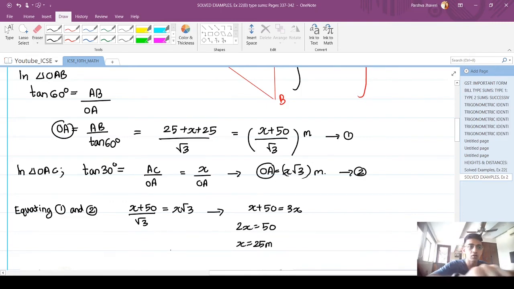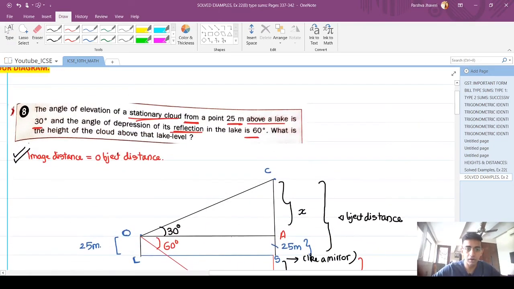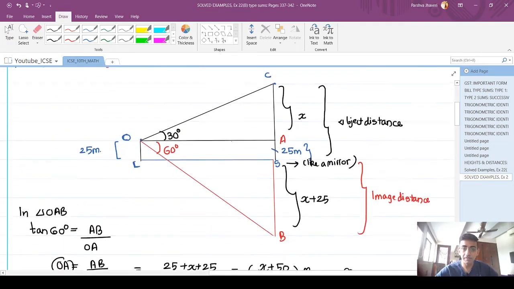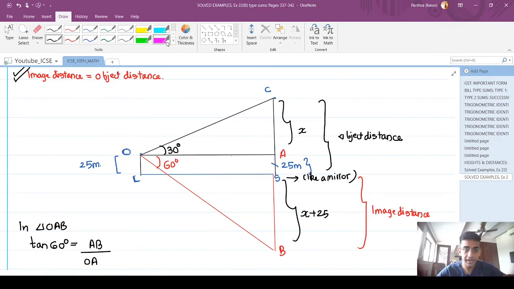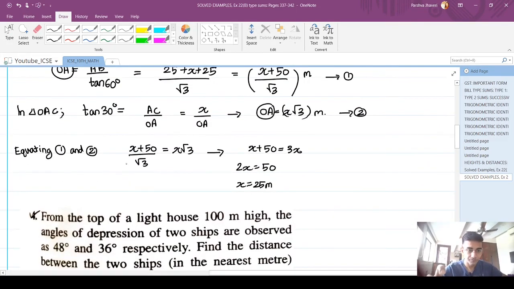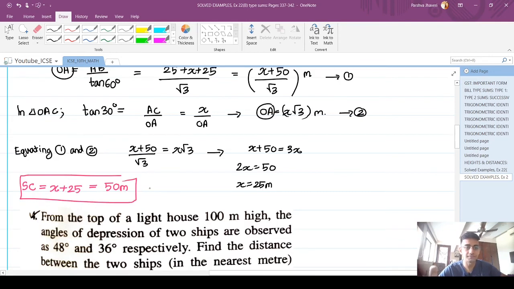But your sum is not over here. They have asked us to find what? The height of the cloud above lake level. So we need to find this distance. You see my dotted line? SC. We need to find SC. SC is nothing but the answer. So SC is nothing but x plus 25. So we will get 50 meters. And this is our answer.